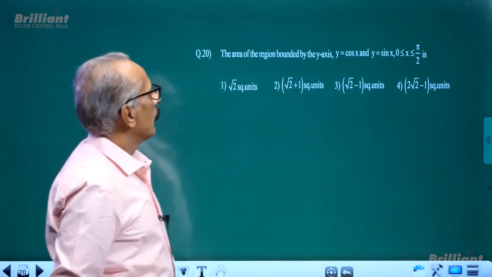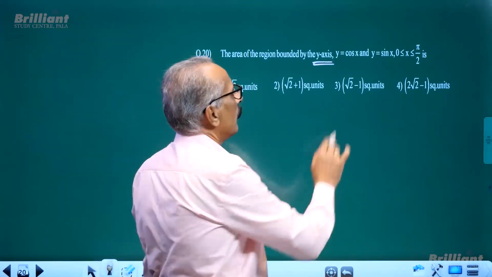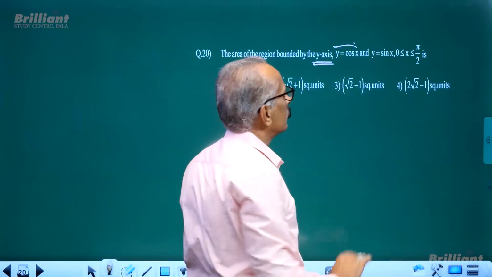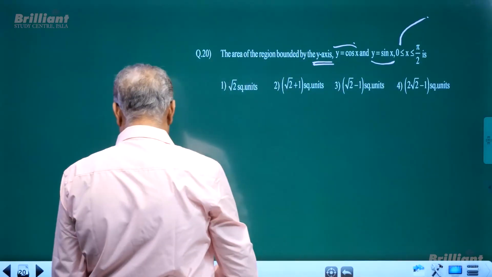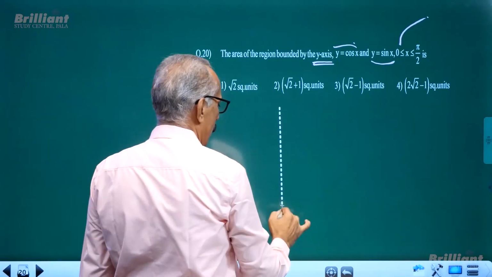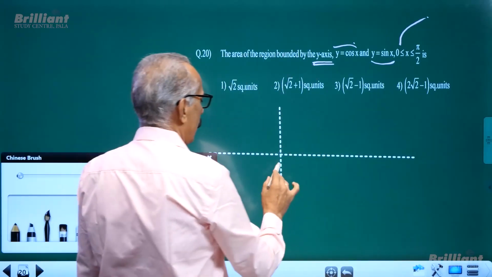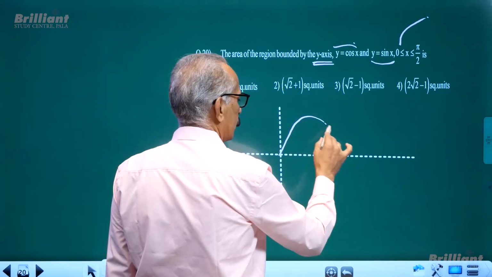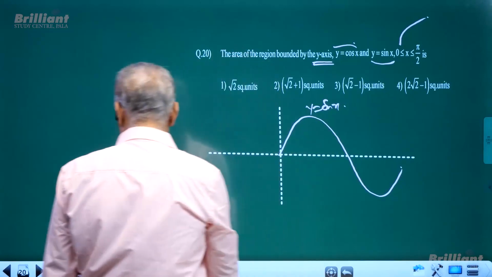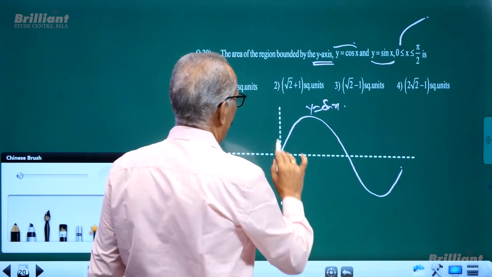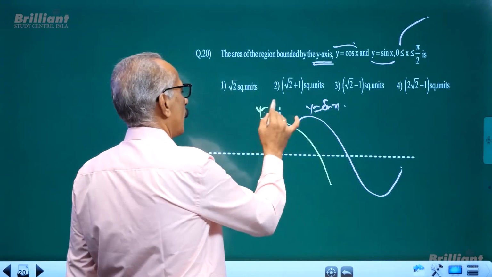20. The area bounded by the y-axis. So one edge should be the y-axis. Then cos x is another part. Third part is sin x. And between 0 and pi by 2. Let's draw the graph. This will be our y-axis. This will be our x-axis. Fine. Now we have the graph of y is equal to sin x. Then the graph of y is equal to cos x, which looks like this.